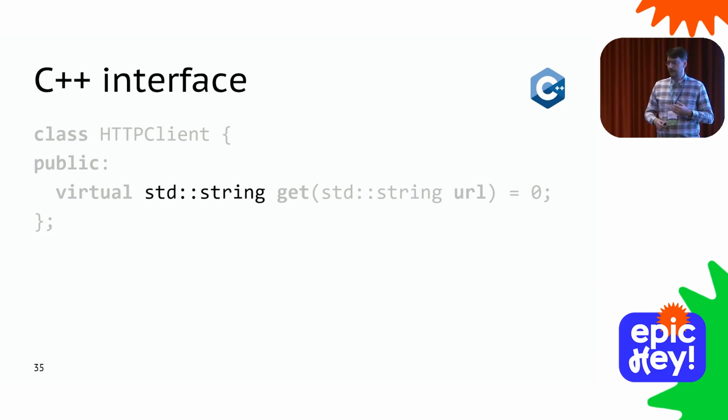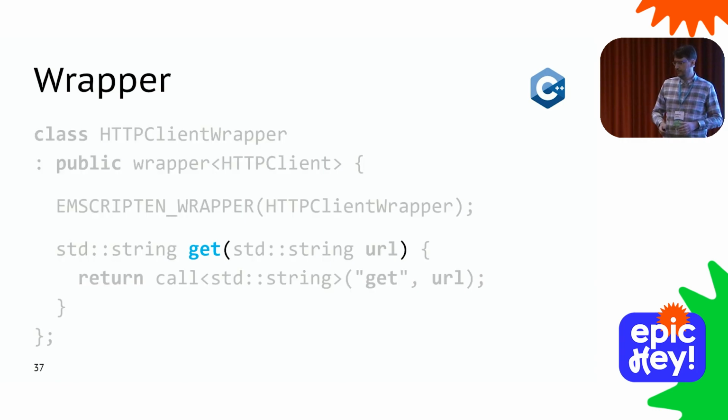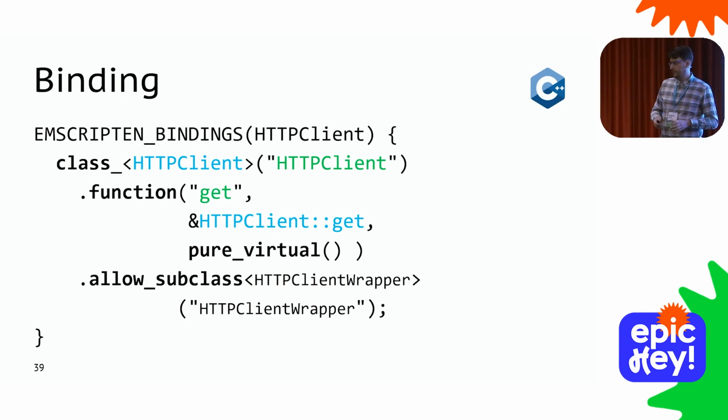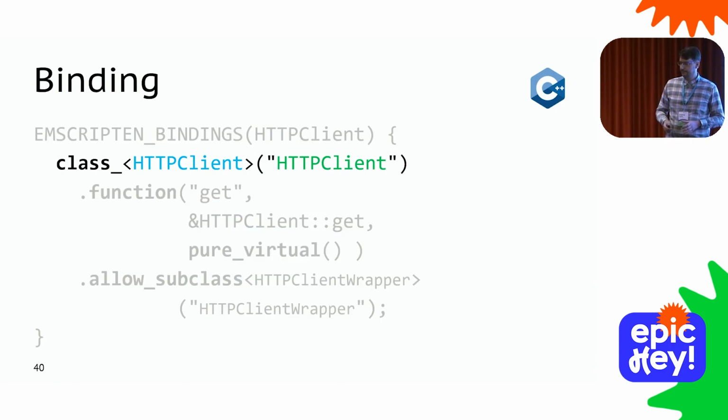To make the implementation of this interface in JavaScript, we should write this ugly wrapper, but it's a simple enumeration of your public methods. The blue color is the name in C++ code, and the green color names are the JavaScript side. Then we write this binding declaration. It works like Lego blocks.